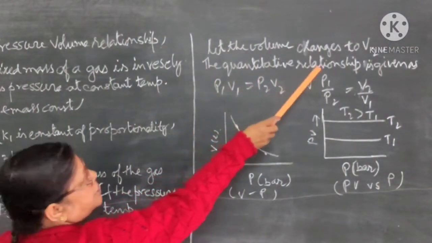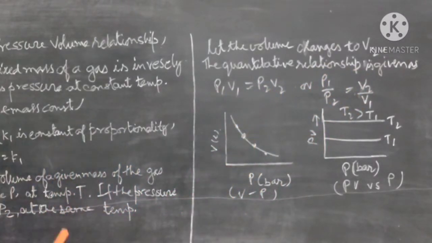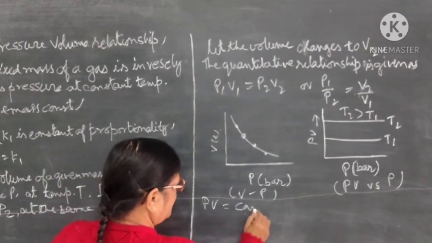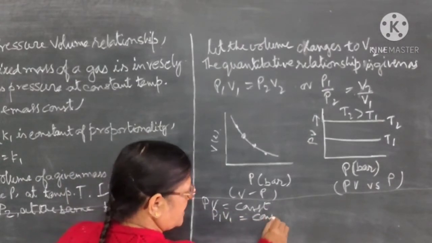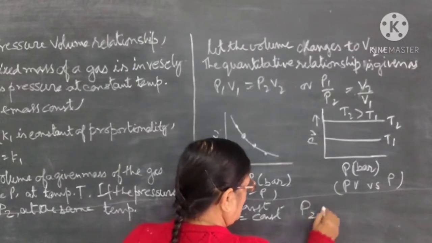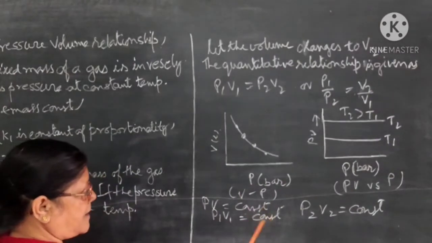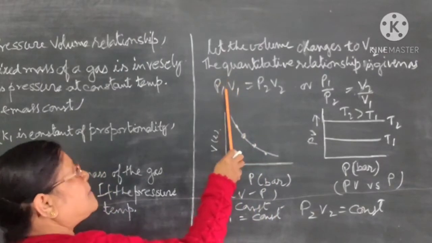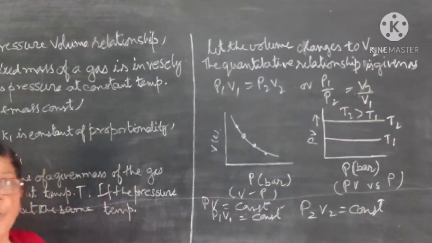The quantitative relationship is given as P1 V1 is equal to P2 V2. When we write PV is equal to constant for a gas at constant temperature, then P1 V1 is also constant, and P2 V2 is also constant. So in this way we can write that the product of pressure and volume is constant. From this relationship we can write P1 V1 is equal to P2 V2, or P1 upon P2 is equal to V2 upon V1.